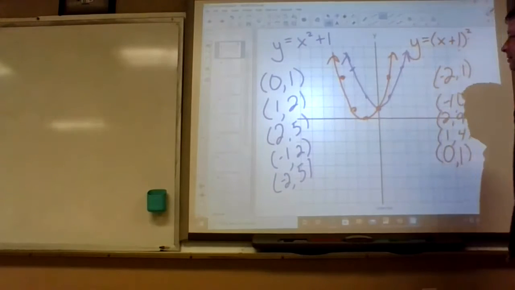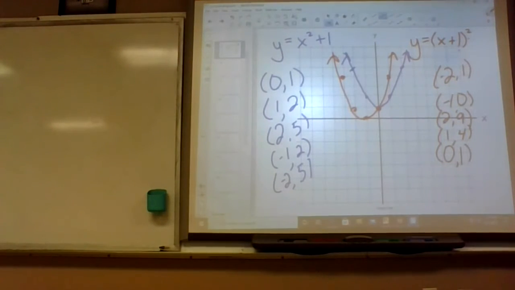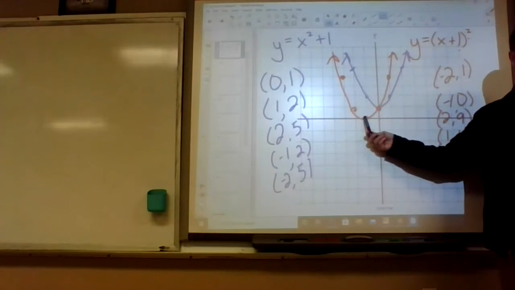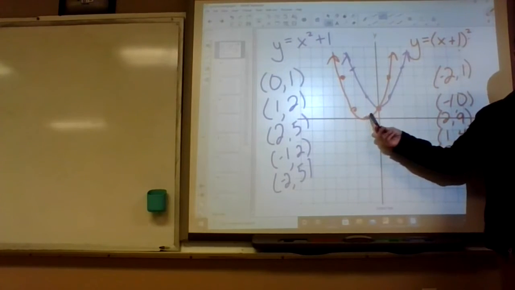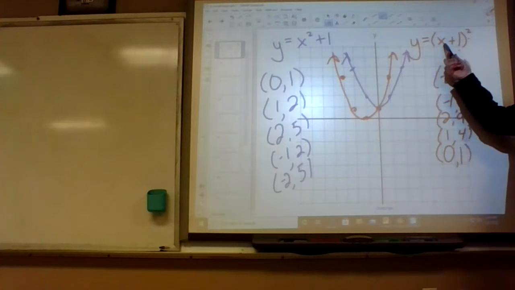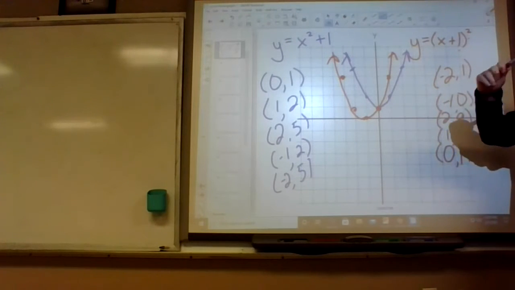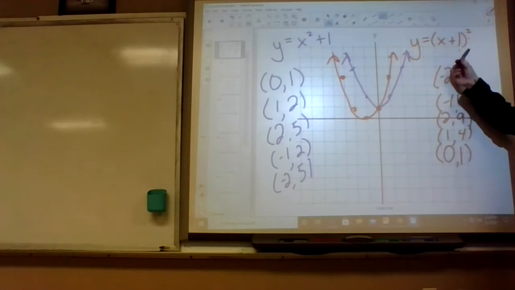Anyways, what happened to the graph when I put a plus 1 on it? It moves to the left. Why would it go left on a positive? I know this is counterintuitive. It moves left 1 because everything happens 1 sooner. That's how I think of it. It moves left 1 because everything happened 1 sooner.